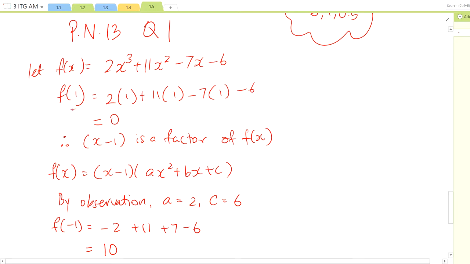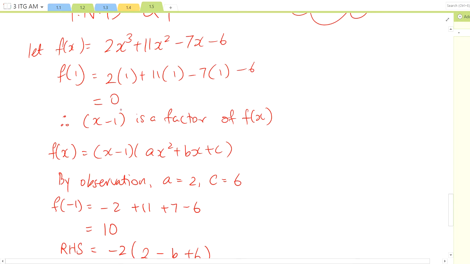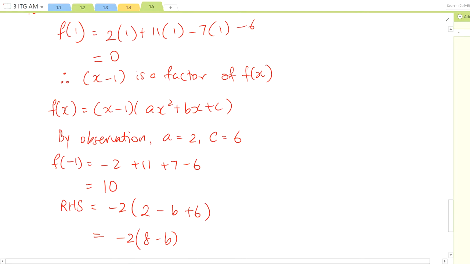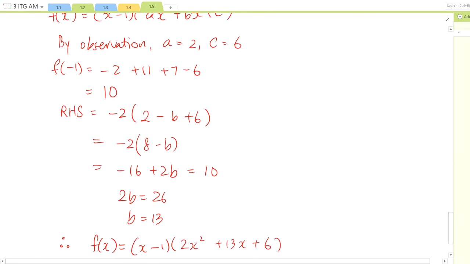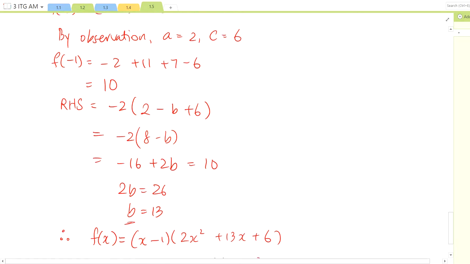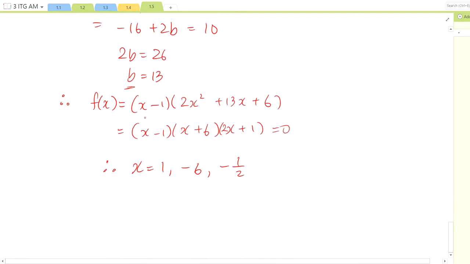So f of 1, am I so lucky? No, I use my calculator to help me find a good value to substitute in. Okay, we show that it is equal to 0, then you must show that x minus 1 is a factor. Subsequently, we're going to have a quadratic factor as well. Observation, 2 and 6, substitute in, choose the value of x, find the value for b. So our expression becomes like this, x minus 1 times quadratic.